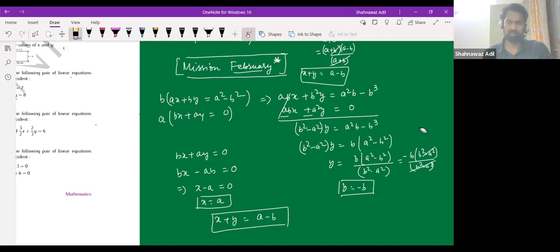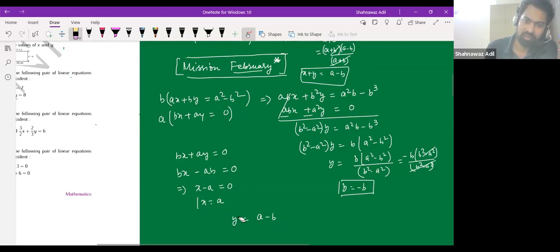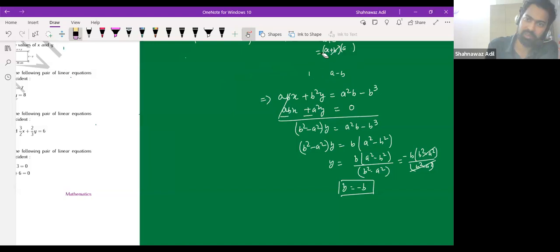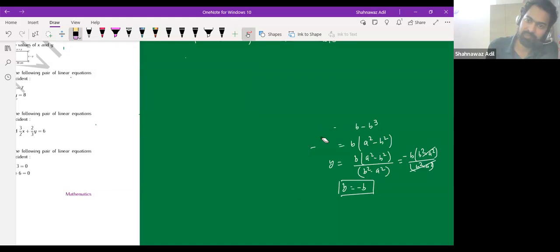Yes, everyone noted. Yes, guys, done. On to the next question, right? We quickly finish this linear equation in two variables, and then go on to the quadratic equation.